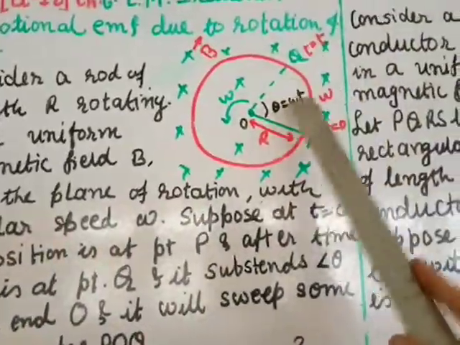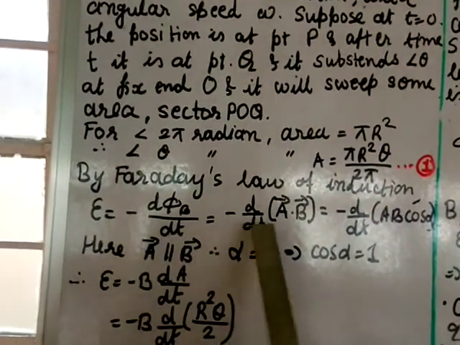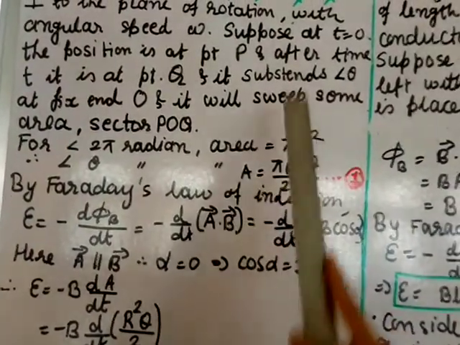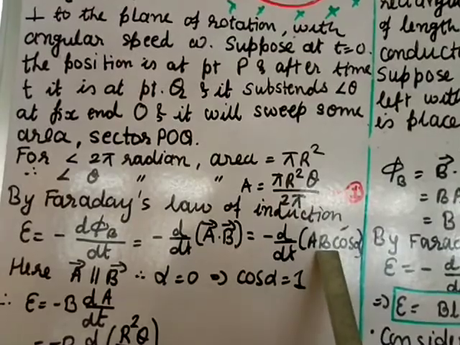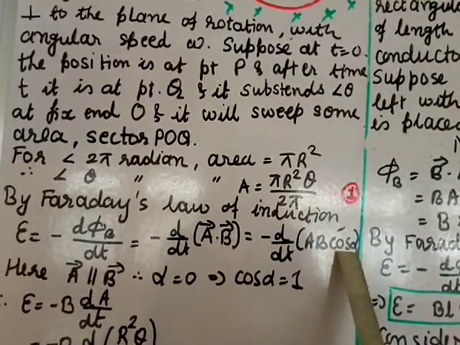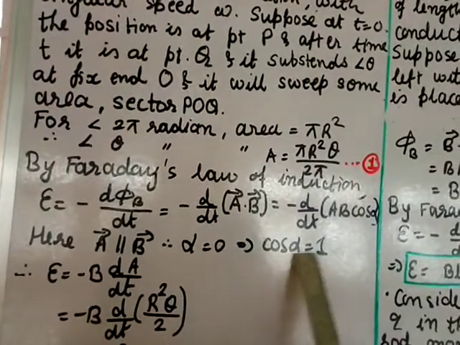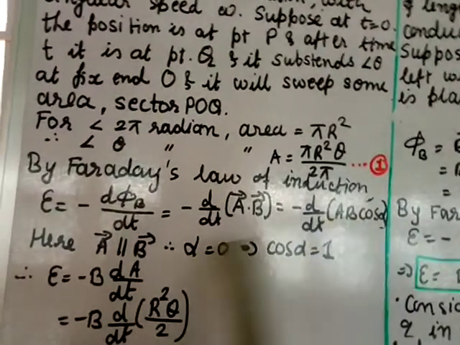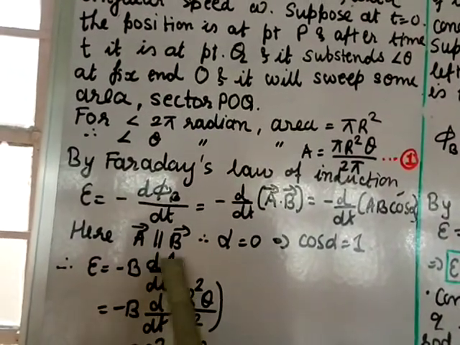Now as I said, area is changing, so EMF is induced and we use Faraday's law of induction. E is equal to minus d phi B by dt, that is minus d of A dot B by dt. A dot B means AB cos alpha, I am taking alpha because theta we have already used. But here A and B are parallel, so alpha is 0, cos 0 is 1. So you remain with AB. But B is not changing, only area is changing. So minus B dA by dt.